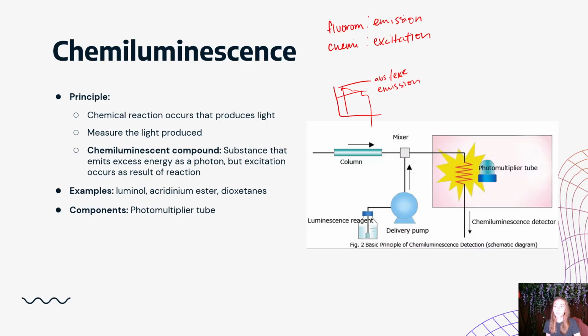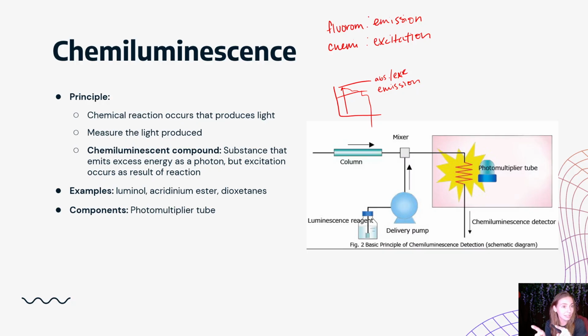A couple of examples of chemiluminescent compounds include luminol, acridinium ester, and dioxetanes. And we do use a photomultiplier tube in this, like we do in fluorometry, for the same reason. Listen to me, because this is a question you will be asked. Which is the most sensitive method? Chemiluminescence. Chemiluminescence is the most sensitive method.